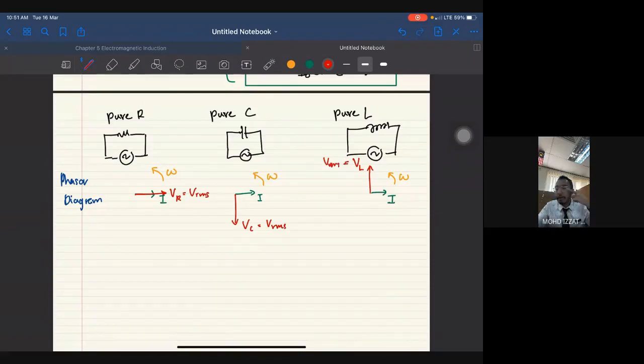Okay, for an inductor, you can imagine that when the current wants to reach the solenoid, it produces a change in magnetic field. Because of the change of magnetic field, there will be an induced EMF according to Lenz's law. So this is how you think about the logic. That's why VL comes first before the current.